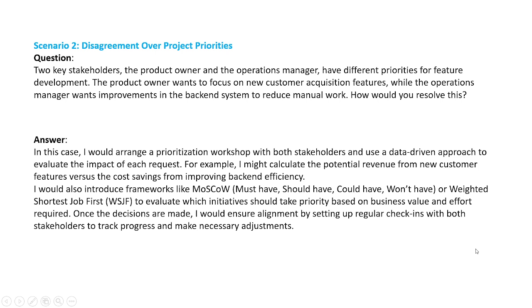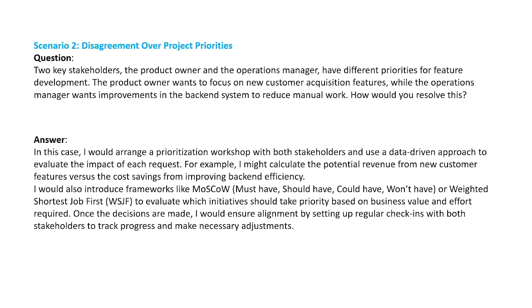So the next scenario is disagreement over project priorities. Two key stakeholders, the product owner and the operations manager, have different priorities for feature development. The product owner wants to focus on a new customer acquisition feature, while the operations manager wants improvements in the backend system to reduce manual work. How would you resolve this?